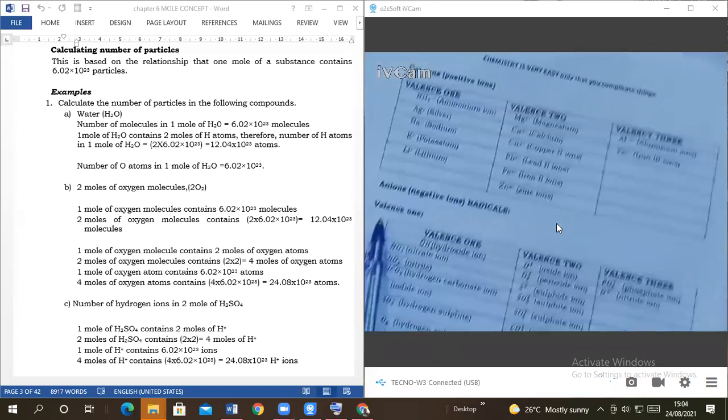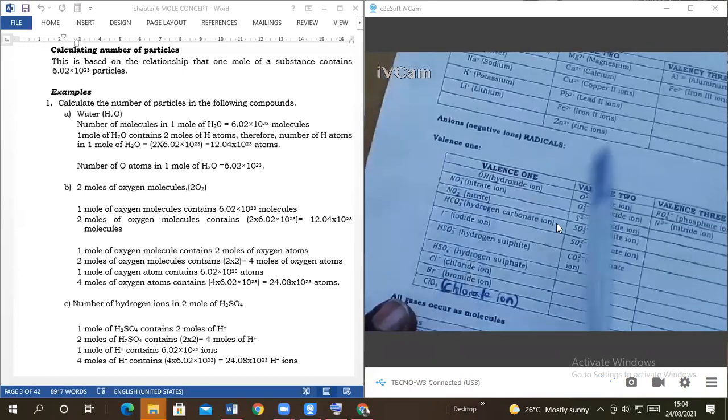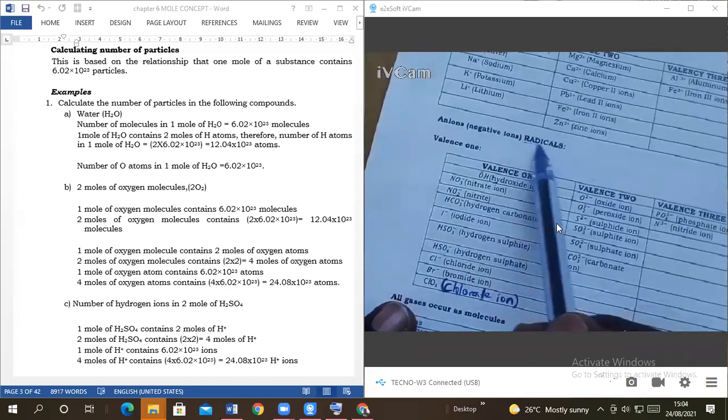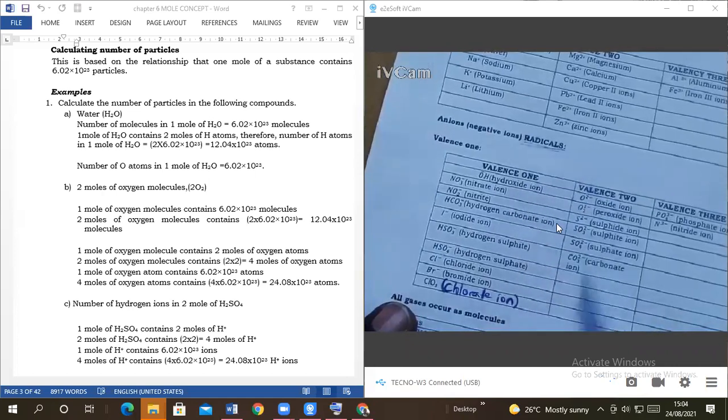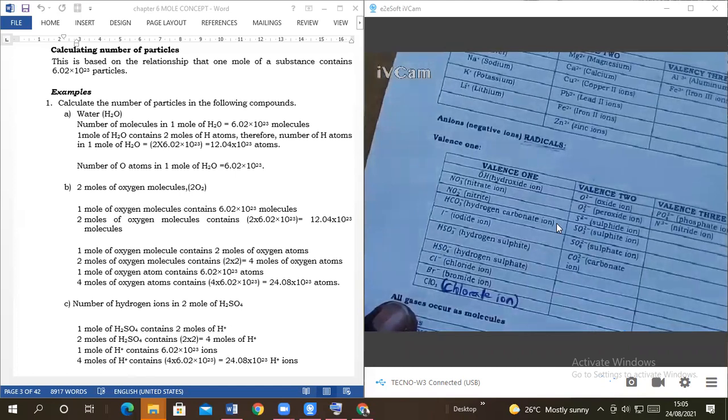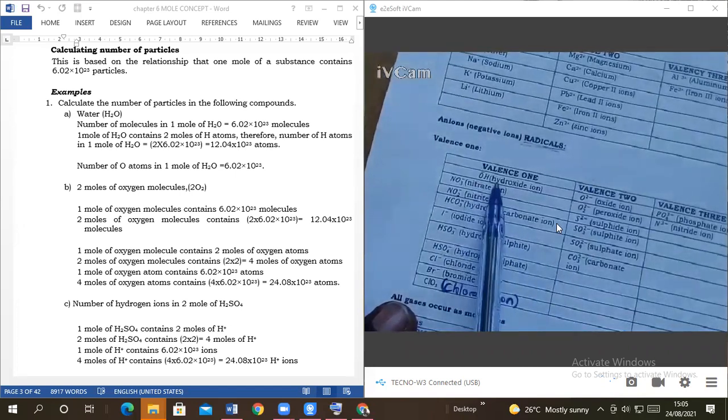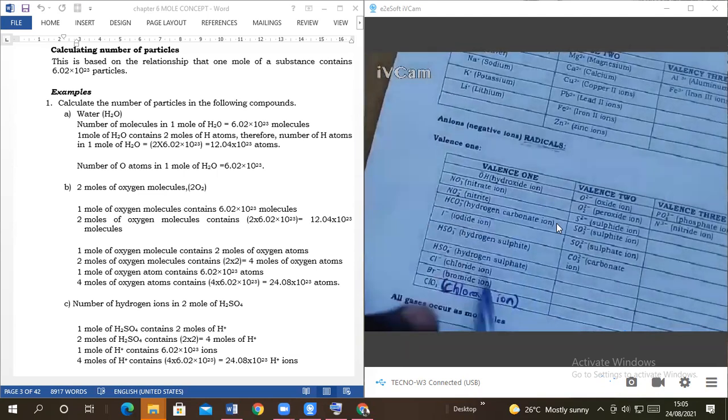Then here we have the valency of negative ions in brackets. This is the word radicals: elements that cannot exist alone, but exist in several compounds. An example is the hydroxide ion. It has valence 1. A nitrate, nitrite, hydrogen carbonate, iodide, hydrogen sulfite, hydrogen sulfate, a chloride, a bromide, then this one is a chlorate ion.